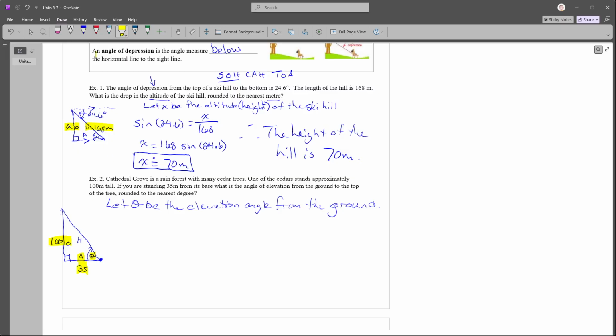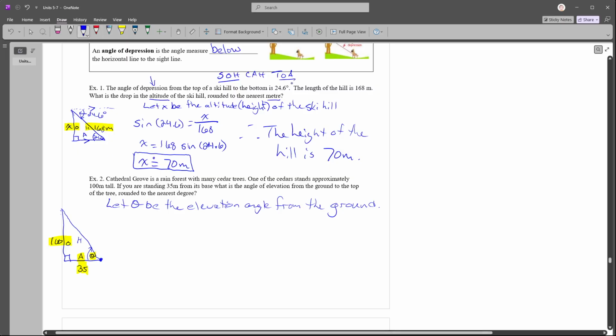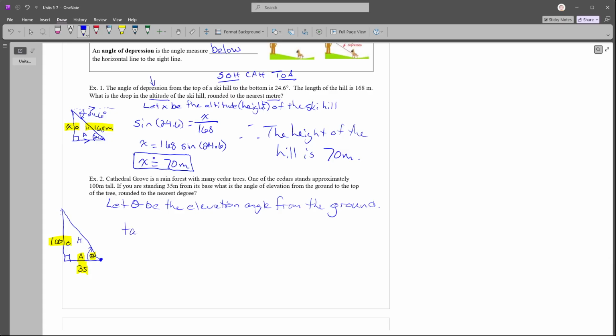So what works with our SOHCAHTOA? Opposite and adjacent. There it is. So that means we have to use tan. So let's set up our trig ratio. Tan of theta is equal to our opposite, which is 100, over our adjacent, which is 35. Now we got to rearrange and solve for theta. That means we're going to use tan inverse. So theta is equal to tan inverse of 100 over 35. Now this is to the nearest degree, so don't forget to round to the nearest whole number. So when you put that into your calculator, you should end up with a value of approximately 71 degrees.